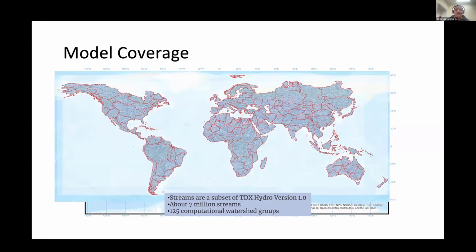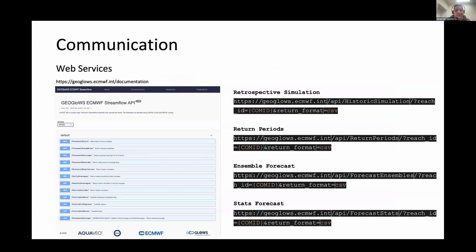But with version 2, we increased our coverage. Still some areas like in Russia are not covered, and same in Canada. But we also increased the number of streams, not only because we are covering new areas, but also because we increased the spatial resolution of the model from 1 million to 7 million streams. And now, because this is a bigger computational problem, instead of 13 regions, we have 125 computational watershed groups.